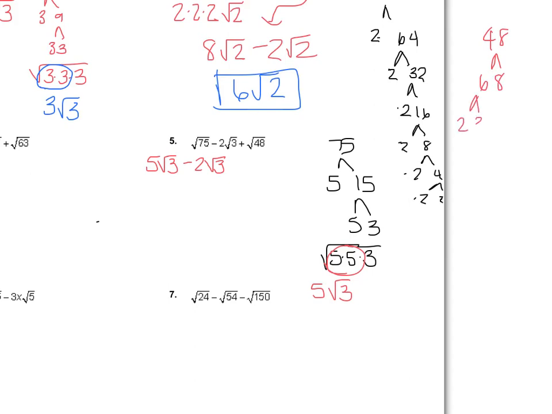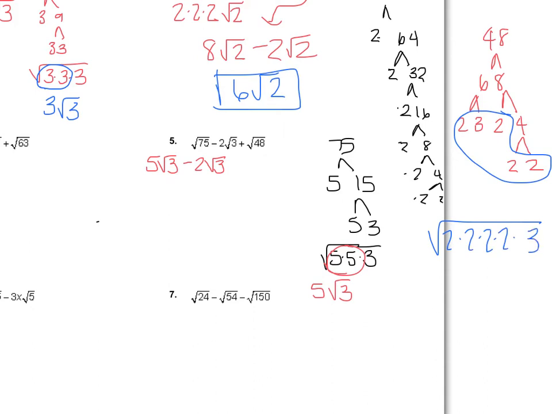6 is 2 and 3. 8 is 2 and 4. And 4 is 2 and 2. So I'm looking at all of my end numbers, and I always write them in order. It just kind of helps out. So I have 1, 2, 3, 4 2's and a 3.